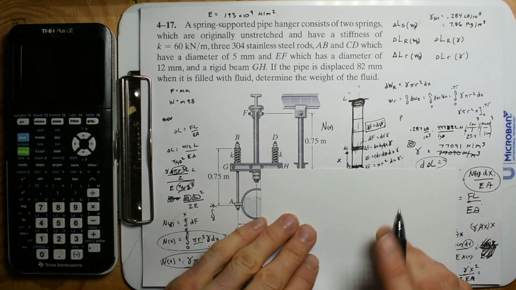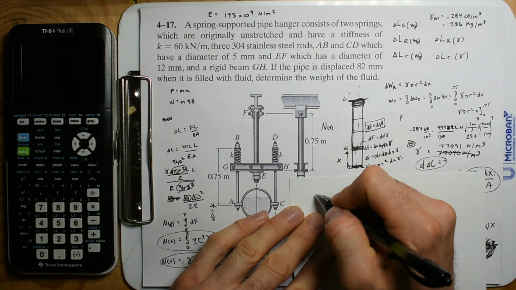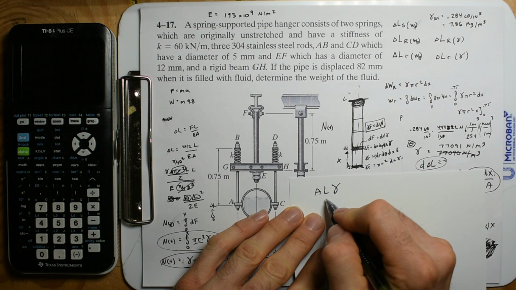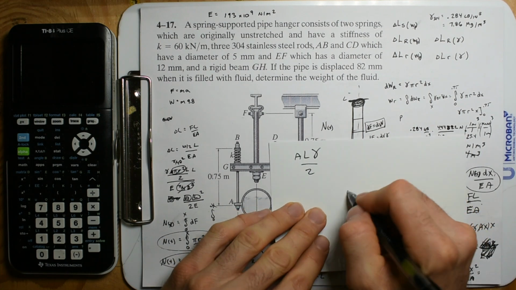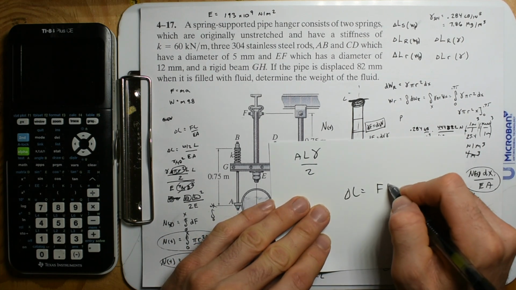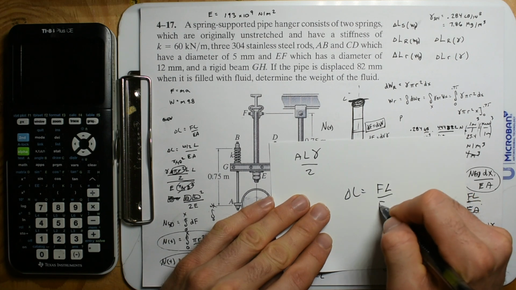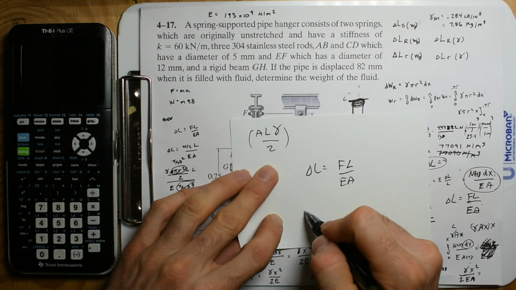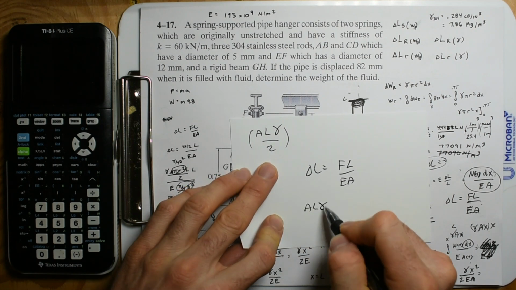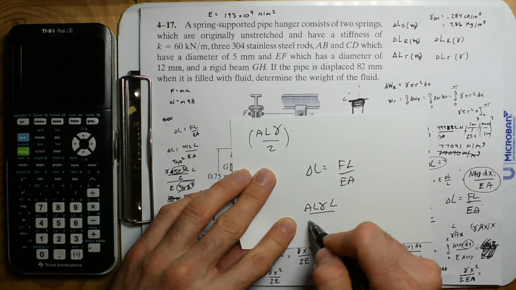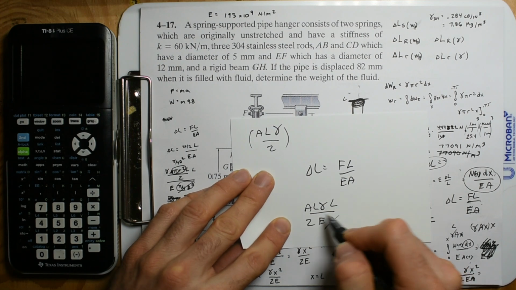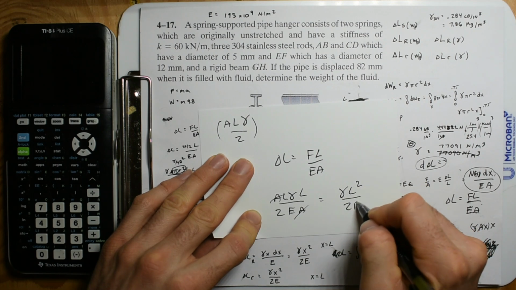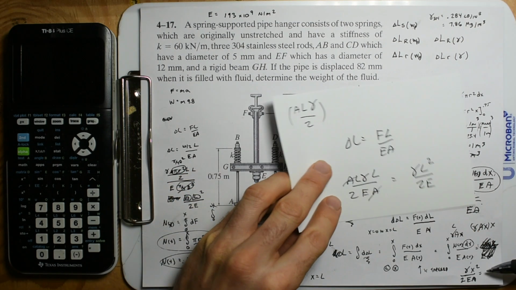Let's show this by taking the area times the length times the weight divided by 2 as our force, and change in length is going to be force times L over EA. So this is going to be the force on that, so we're going to have A L gamma L over EA. The A's are going to cancel, and we're left with gamma L squared divided by 2E. And so that's what we have here.